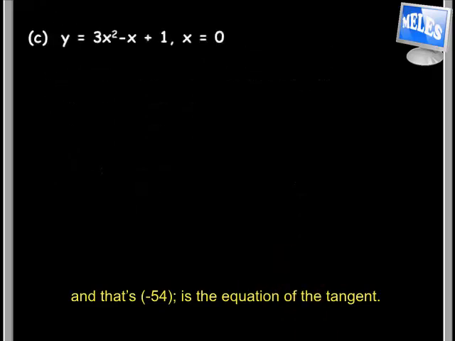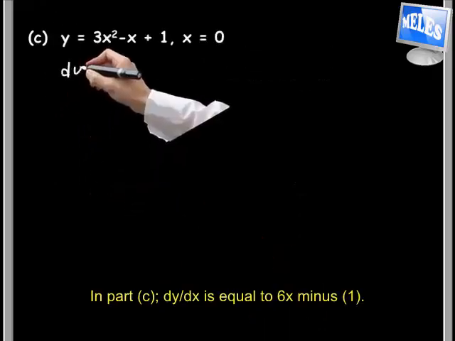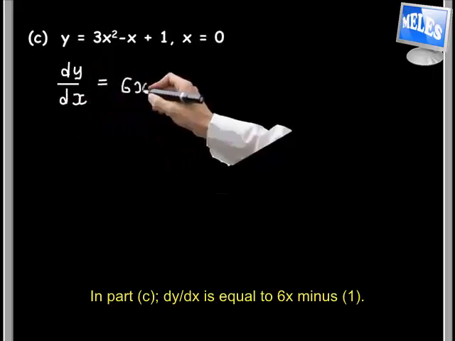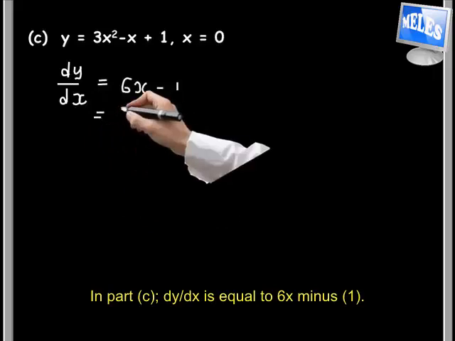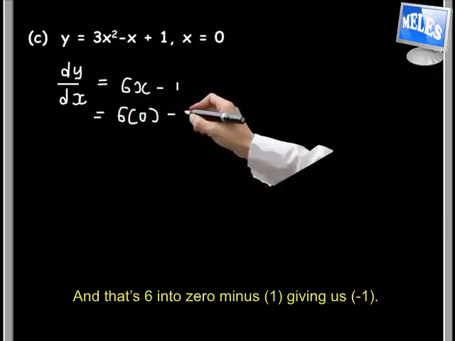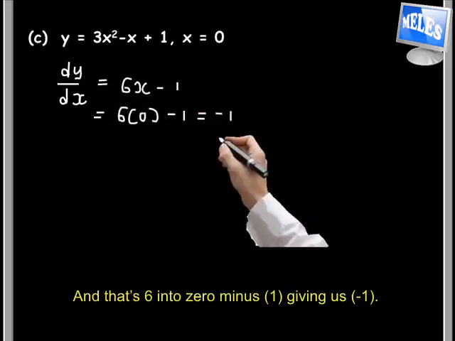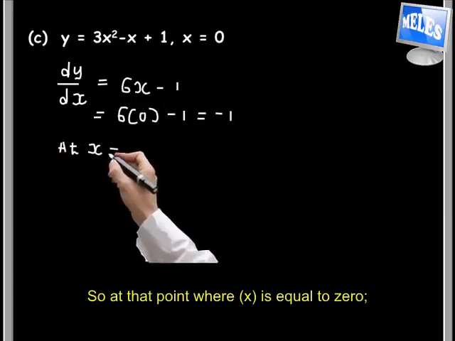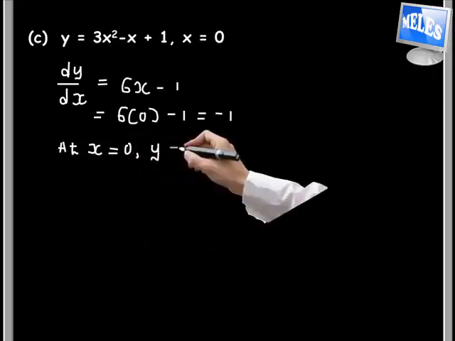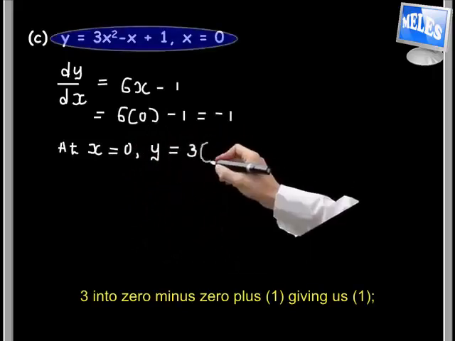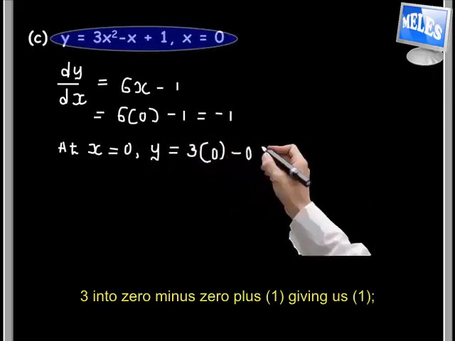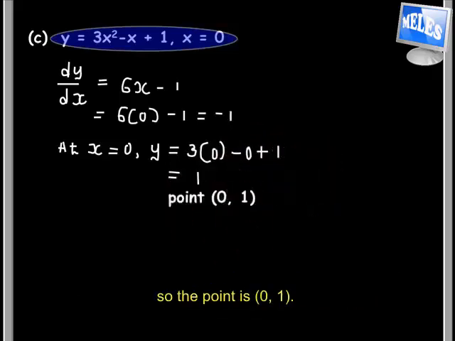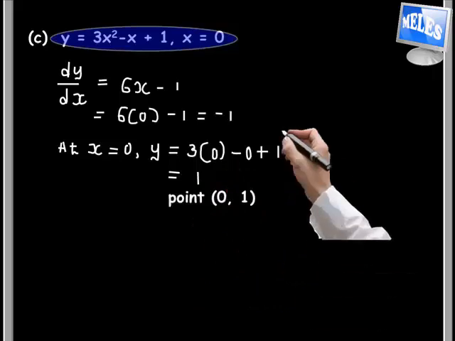In part C, dy/dx is equal to 6x minus 1. And that is 6 into 0 minus 1, giving us negative 1. So at that point where x is equal to 0, the y coordinate will be 3 into 0 minus 0 plus 1, giving us 1. So the point is (0, 1).